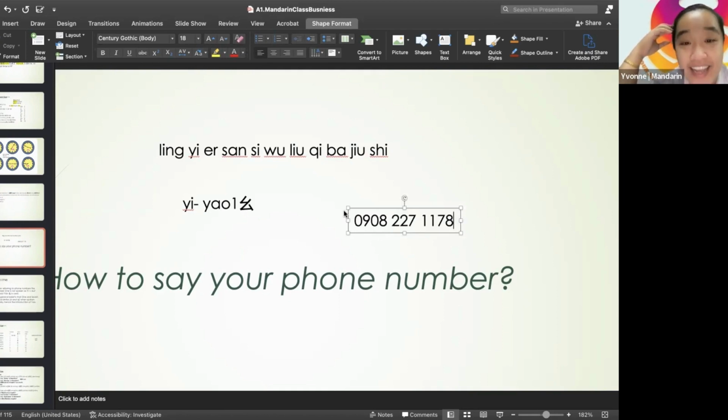So as in 0908. This voice is not funny. 090822711778 is not available to pick up your call right now. This one, have you guys tried this? So yes, okay, that's how you would do it. 1178. See, no more confusion.